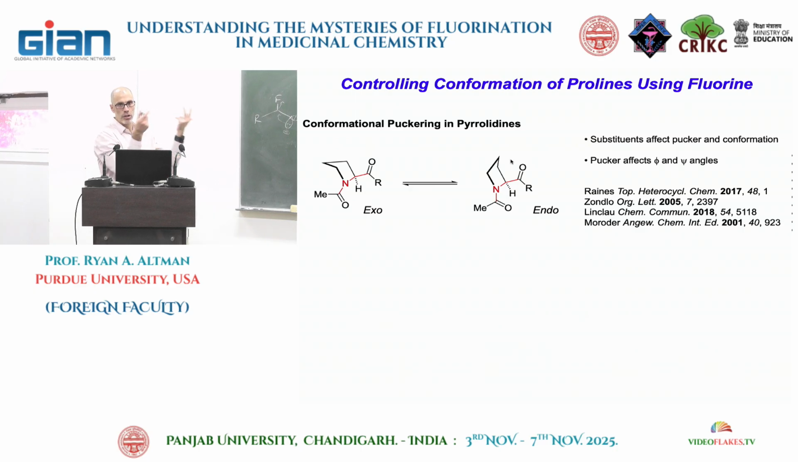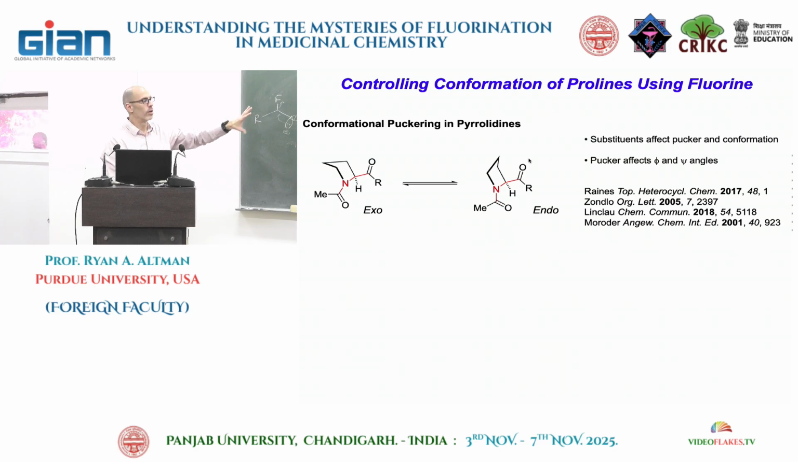And they can interconvert, and fluorine can control which one of those predominates. Now, the naming that I'm going to use, the exo and the endo: the exo really refers to the pucker being away from the carbonyl, and in this case, the pucker is close to the carbonyl there. So it's the endo-exo there. Fluorine can control the energy levels of these 2 conformations.